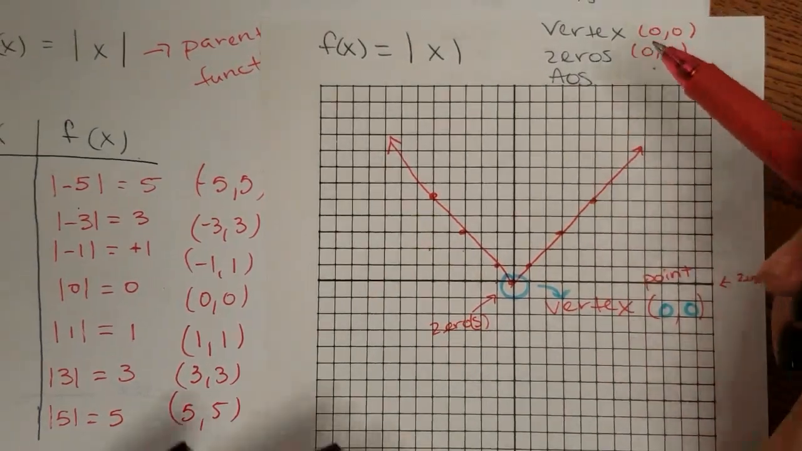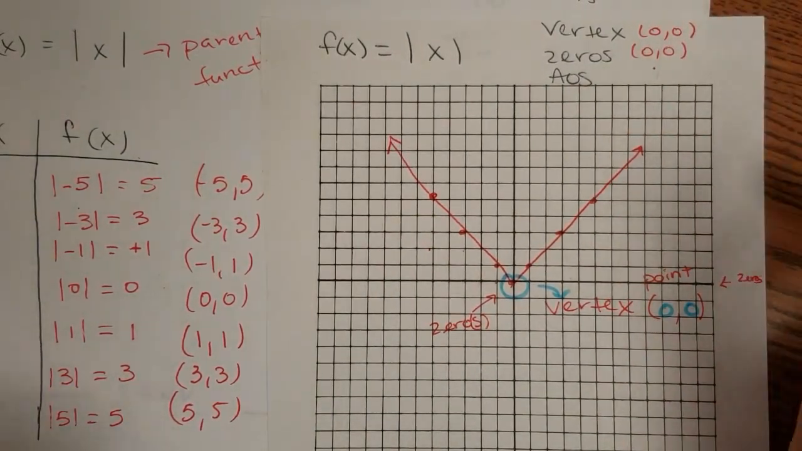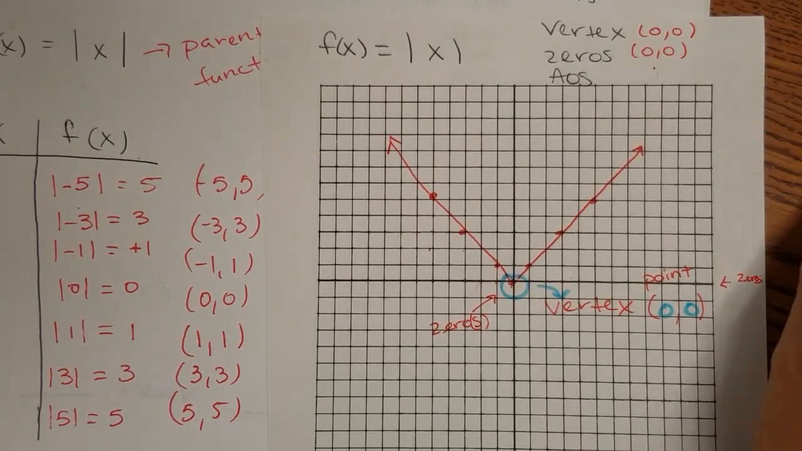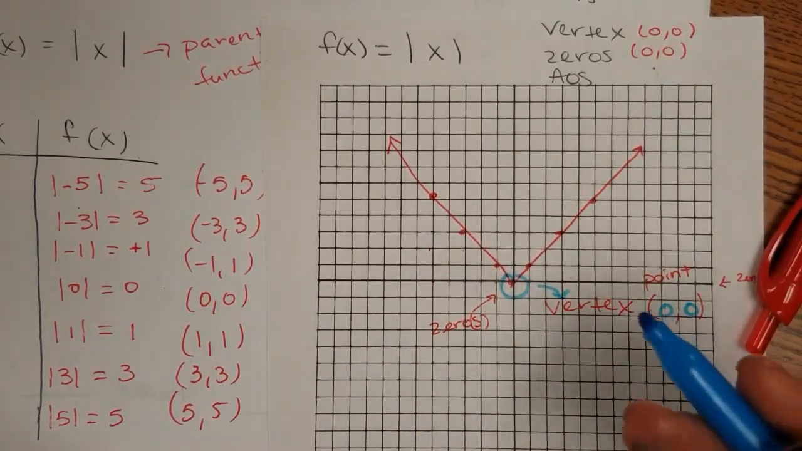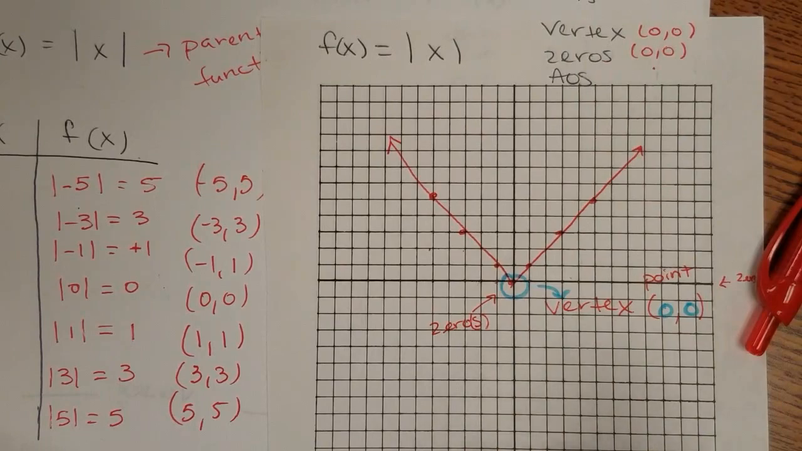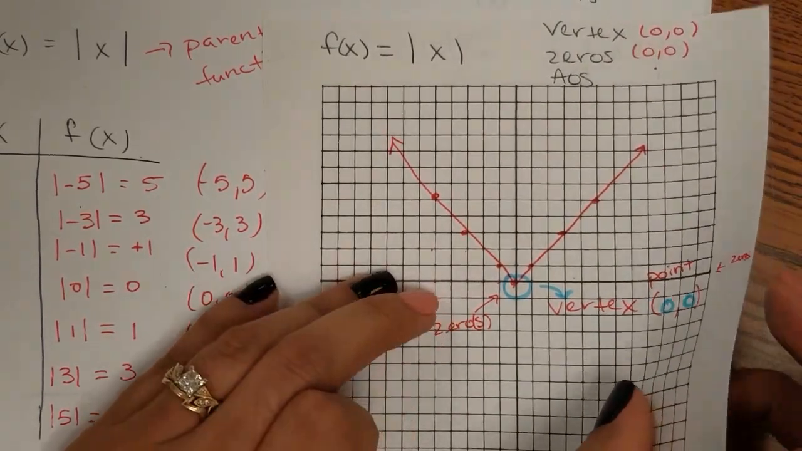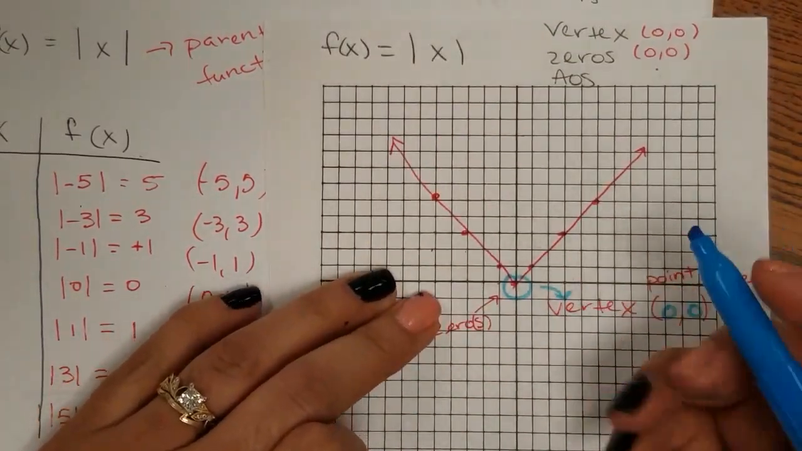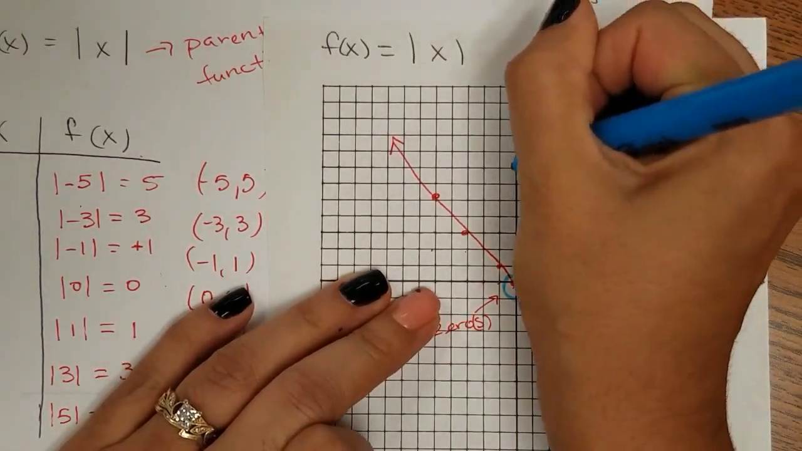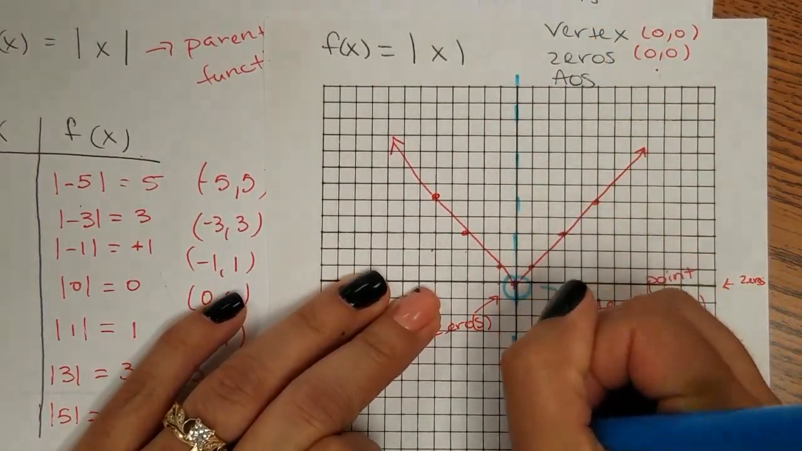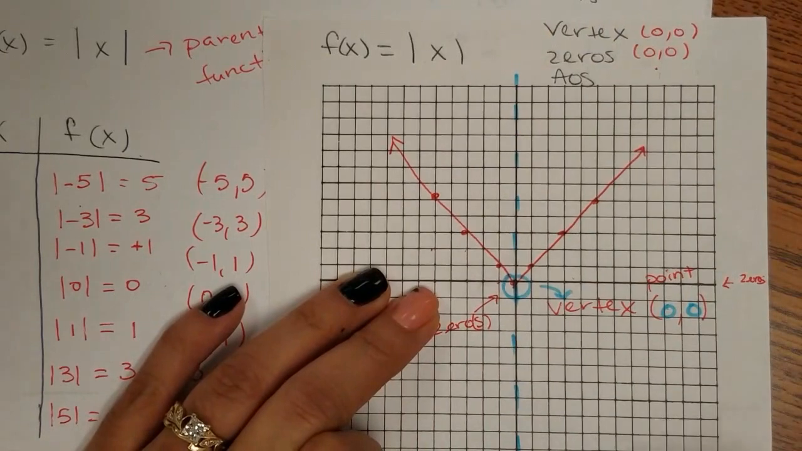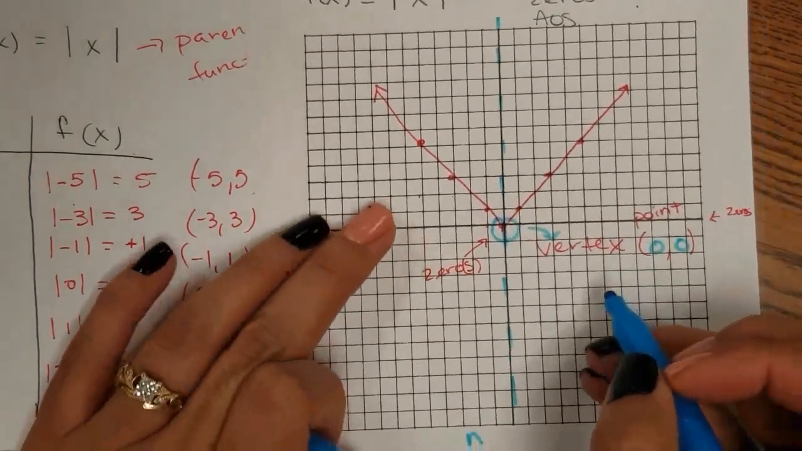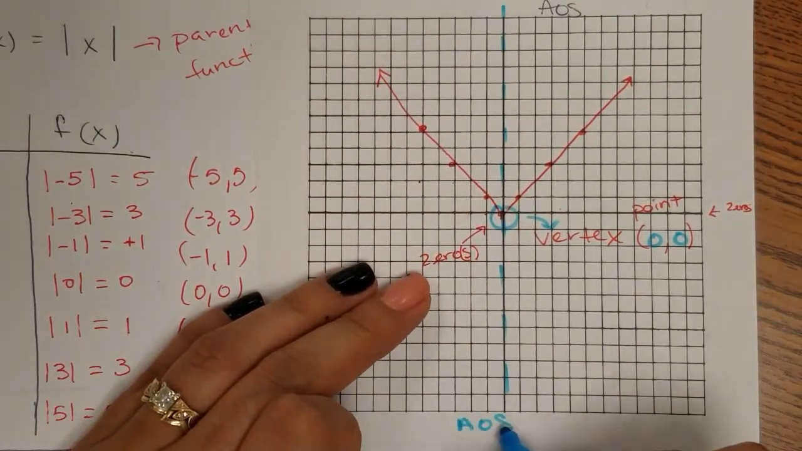Now the next one is important and it's really helpful. You use it a lot when graphing, but you don't really realize it. Your axis of symmetry is the line that cuts your graph in half, which means that if I took this graph, I could fold it in half this way and it would be the same. That line passes right here, and the axis of symmetry always passes through the origin. So this is your axis of symmetry right here.